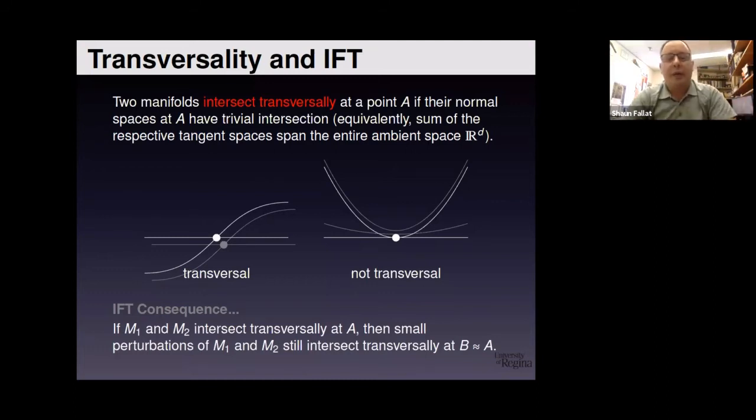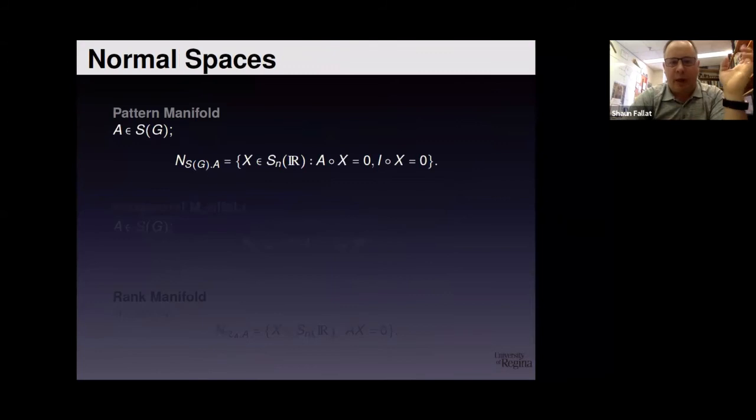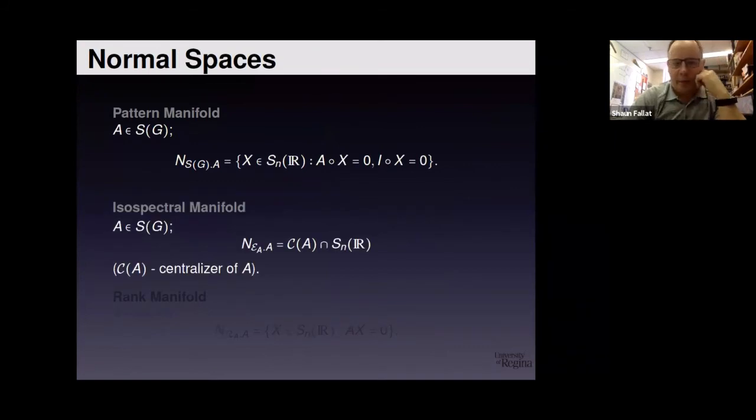Okay, so what we have to figure out with regard to these manifolds is what a nice intersection is. A lot of that work has been done, so I'll state things in terms of the normal spaces. For the pattern manifold, here is the normal space at a fixed matrix A. It's a collection of real symmetric matrices X, where this is the entry-wise or Hadamard product, so that A entry-wise product X is 0 and I entry-wise product X is 0. This says that wherever A is non-zero, X had better be 0 in the corresponding position. But X could have zeros in places where A also has zeros, of course. And here it's saying the main diagonal of X had better all be 0.